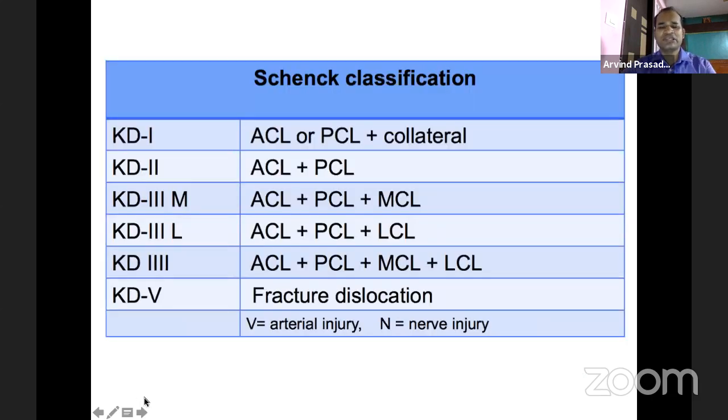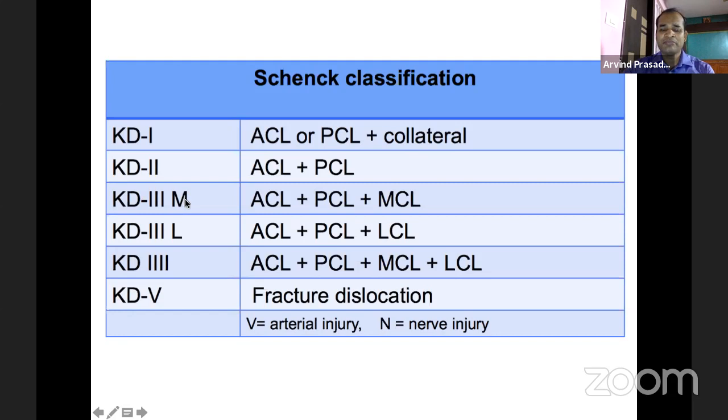So after all these clinical examination, radiology and the MRI, diagnosis is made, and classification is given by Schenck. The classification is 1, 2, 3, 4, 5, in which Type 1 is one of the central ligaments plus one collateral ligament. Type 2 is both the central ligaments, ACL and PCL.